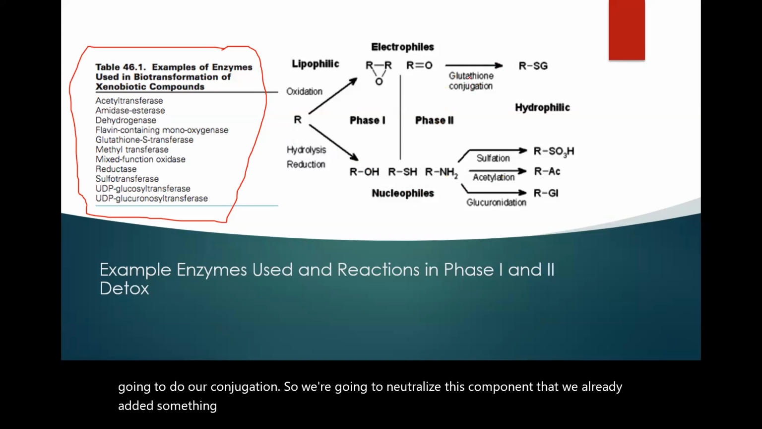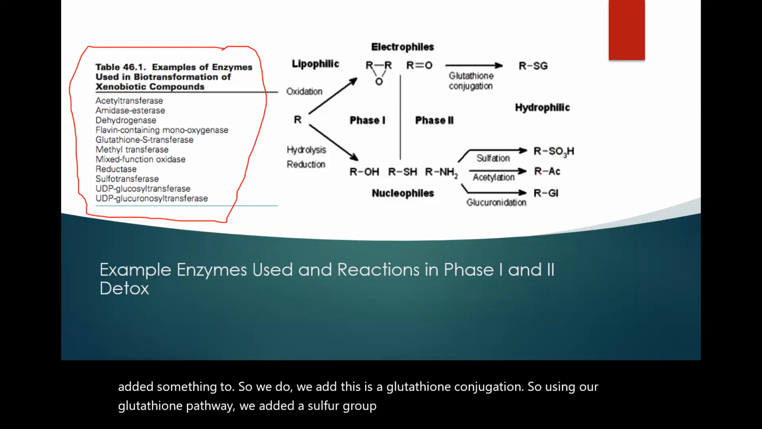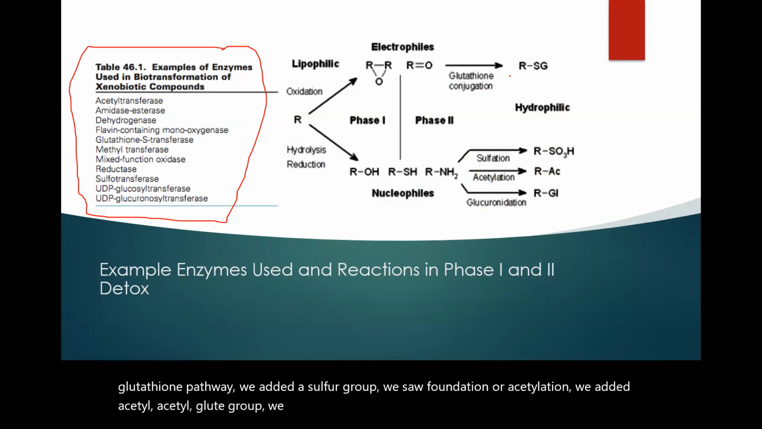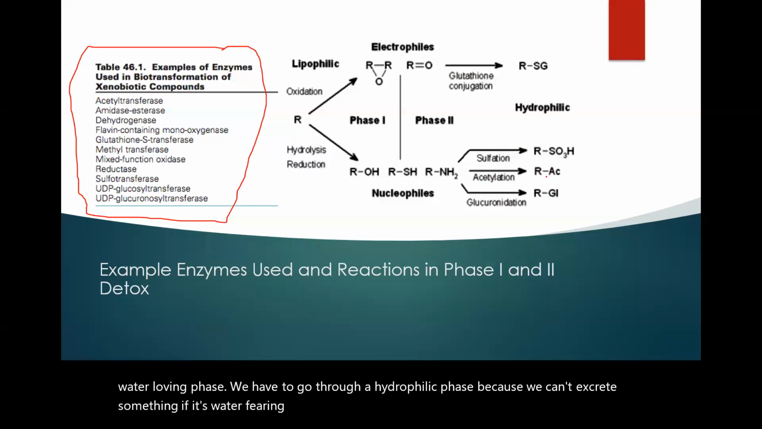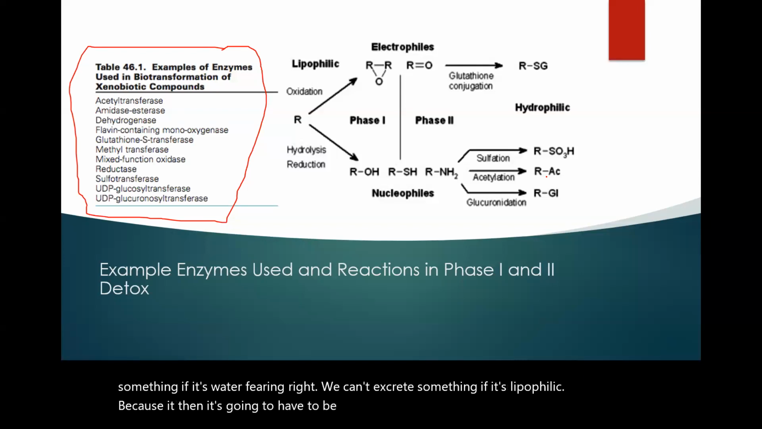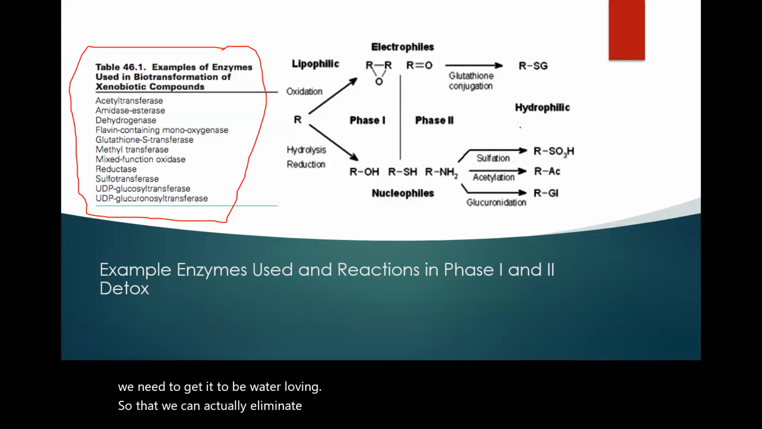So this is a glutathione conjugation. Using our glutathione pathway, we added a sulfur group, we did sulfonation or acetylations, we added an acetyl group, we added a glucose molecule. This is our hydrophilic phase, our water-loving phase. We have to go through a hydrophilic phase because we can't excrete something if it's water-fearing, right? We can't excrete something if it's lipophilic, because then it's going to have to be transported via some transport mechanism in fat. So we need to get it to be water-loving so that we can actually eliminate it via feces or urine, but typically feces.